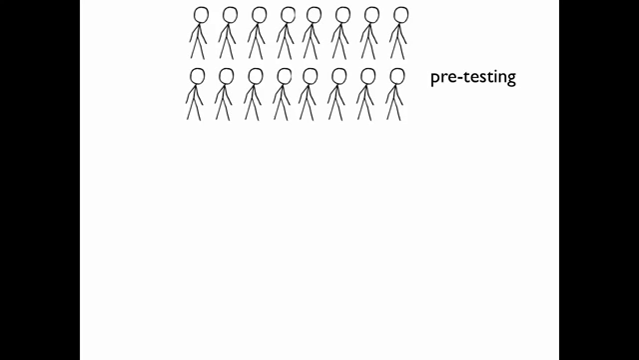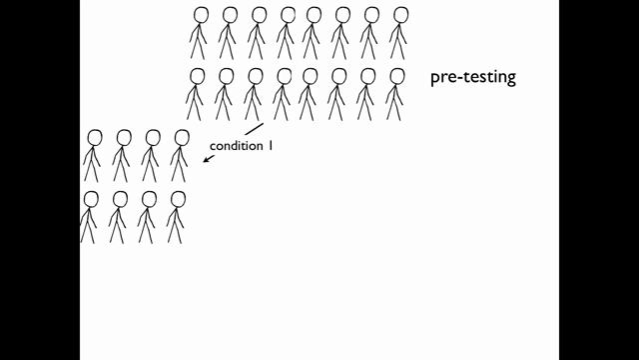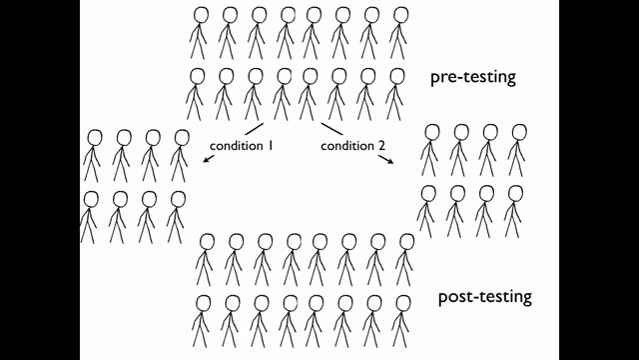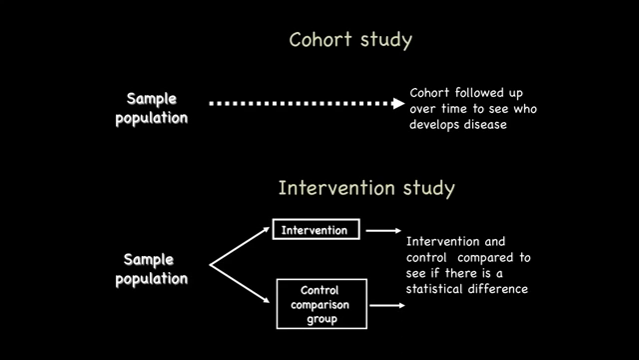So for example, you might have a group of people where you do pre-testing on them. Maybe you might measure their exercise adherence. You would then randomly assign them to one of two conditions here, condition 1 or condition 2. You can then measure these same people again in post-testing, and you'll be able to compare the people who were exposed to condition 1 versus condition 2 and see who did better.